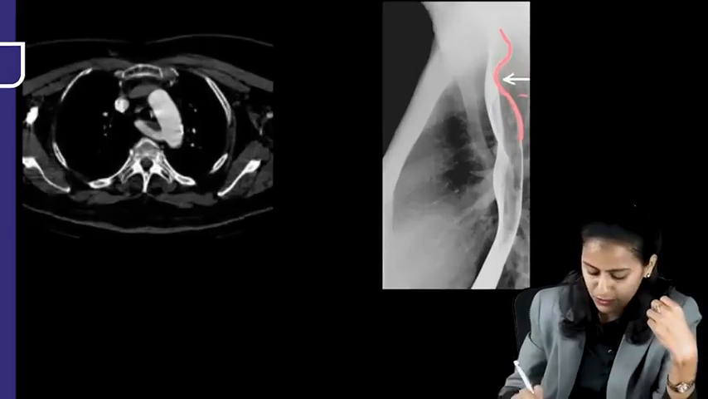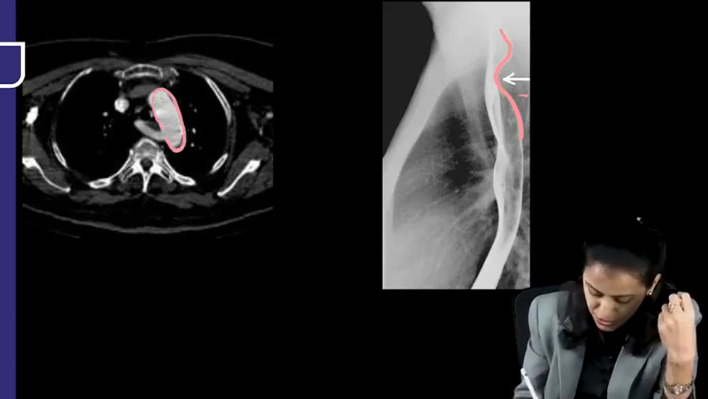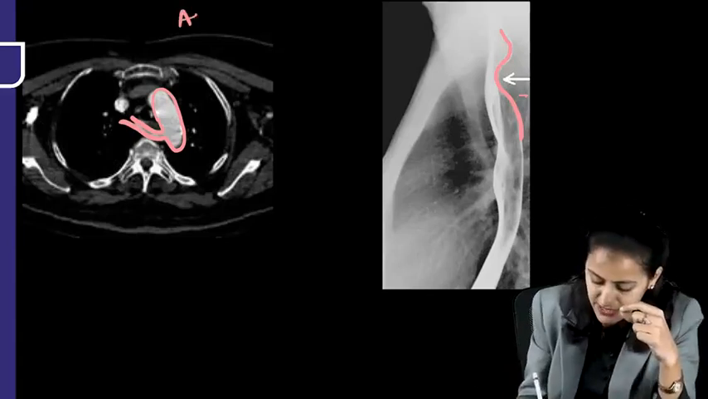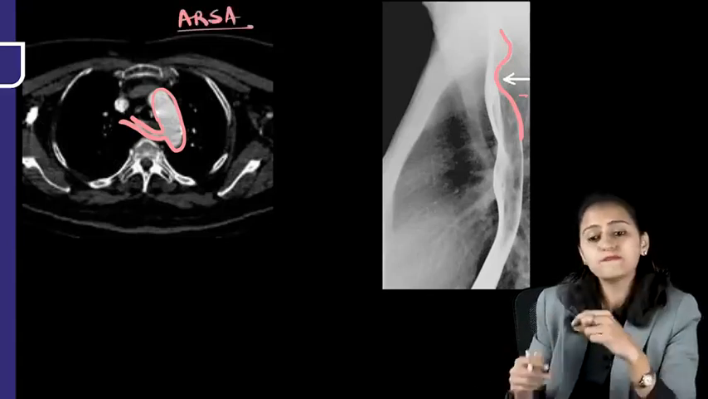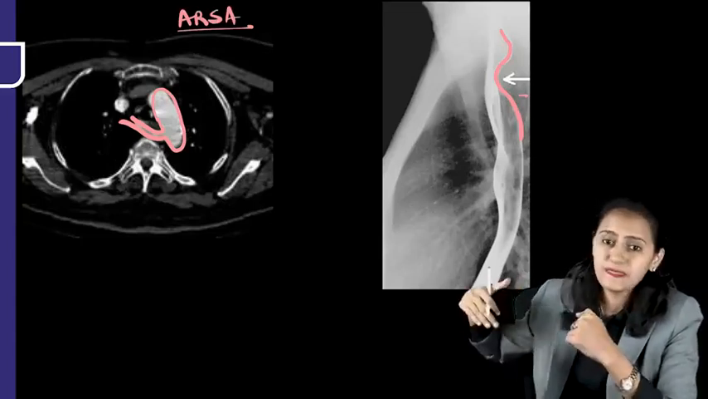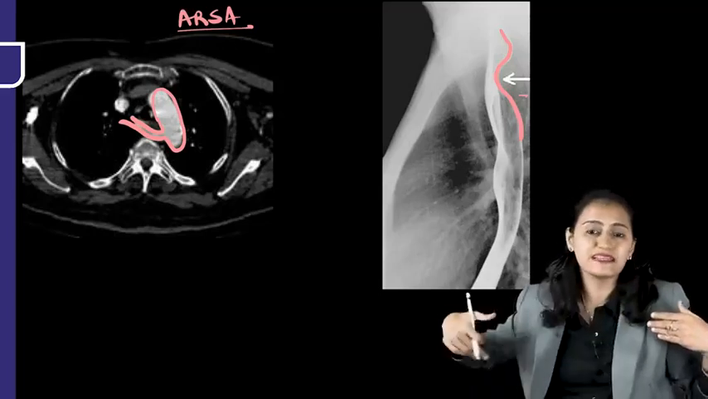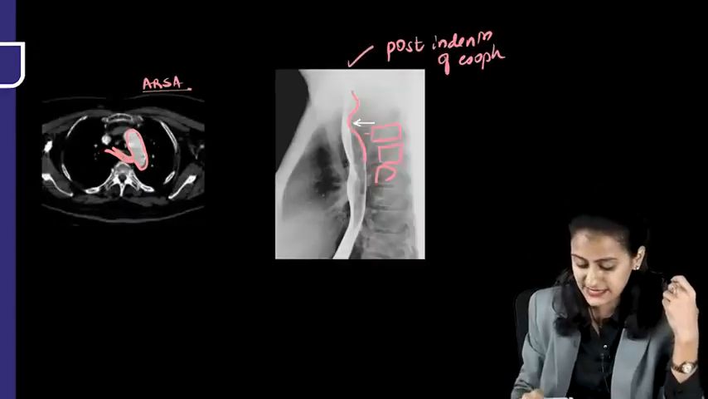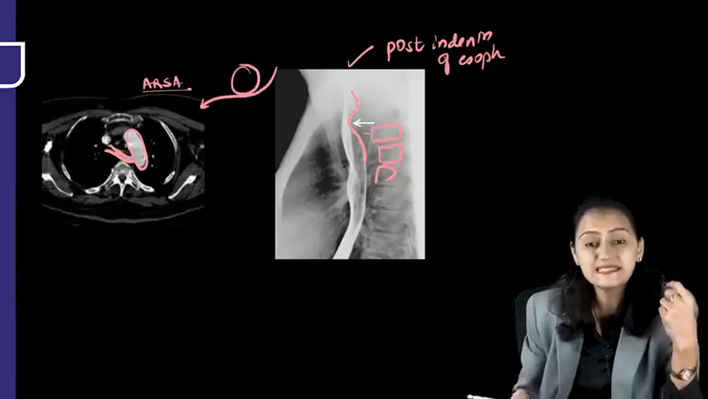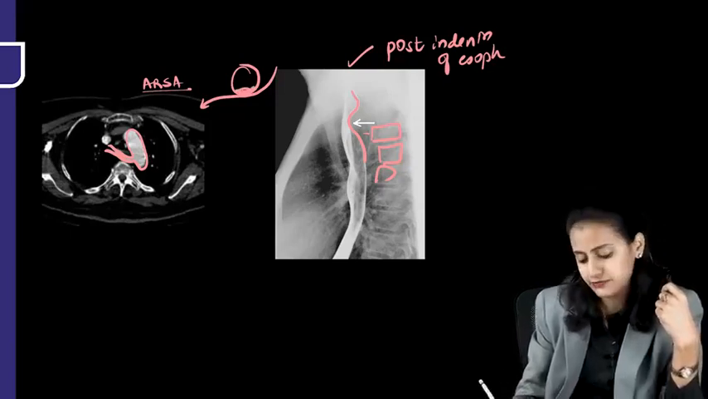On the CT scan, what do we see? This is the arch of aorta giving a branch which is going towards the right side. So this is aberrant right subclavian artery, which is the last branch, aberrant, coming from the arch of aorta, and it goes towards the right side. So it comes from the left, goes behind the esophagus and goes towards the right side, and that is why it causes the posterior indentation of the esophagus.